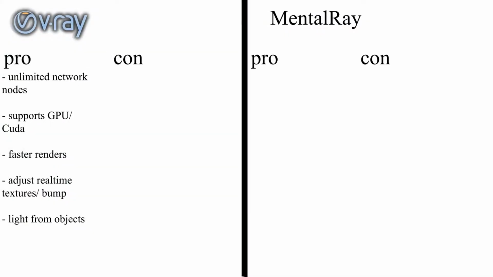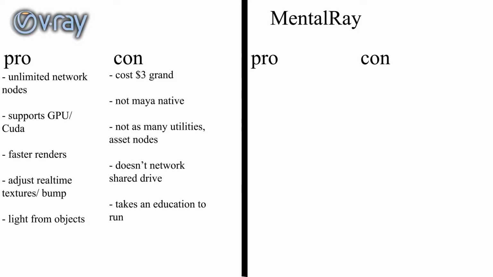The pros of Vray are the unlimited network nodes. It supports a GPU and CUDA, it has faster renders, and it adjusts textures and bump in real time. You can also emit light from objects, which Mental Ray cannot. The cons are the cost. It's not native to Maya, it doesn't have as many utilities, it doesn't share a network drive, and it takes an education to run.